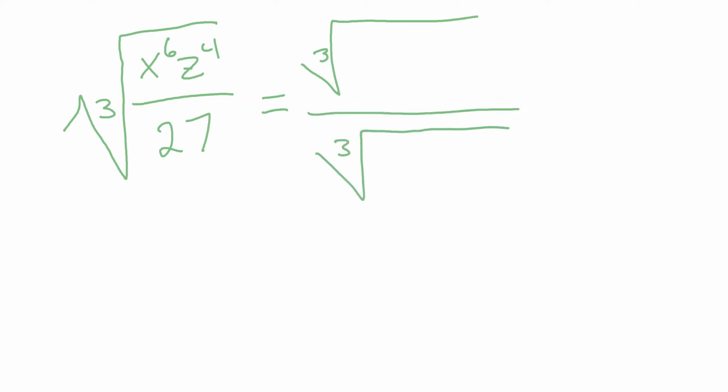Okay. Now in the top, I've got x to the 6, but that's the same thing as x to the 3rd times x to the 3rd. And I've got z to the 4th, but that's the same thing as z to the 3rd times z. Okay. And in the bottom, I have 27, which is the same thing as 3 to the 3rd.